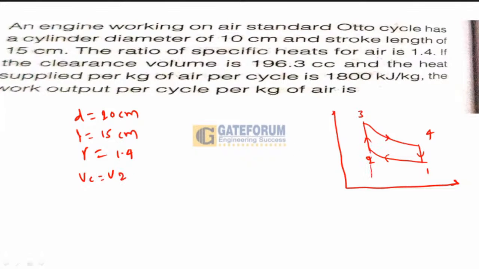If the clearance volume is given, that means in this question Vc equal to V2. This one is clearance volume, my dear friends. Vc equal to V2 is given in this question, and the value is 196.3 cubic centimeter, cc. Heat supplied per kg of air per cycle, qs, is also given, and this value is 1800 kilojoule per kg. The work output of the cycle per kg of air is asked. So in this question, what you have to calculate? This is your PV diagram, work output.